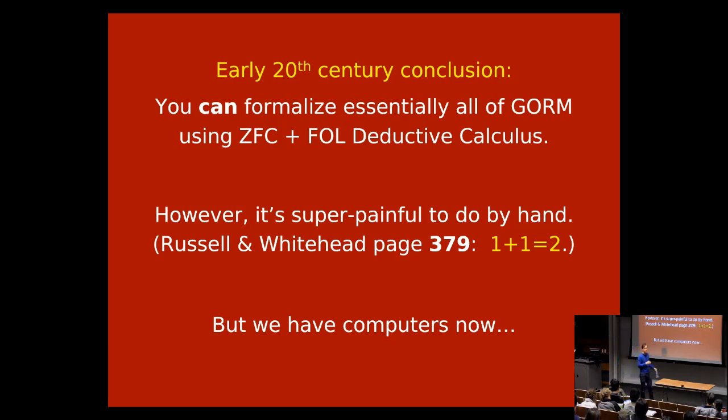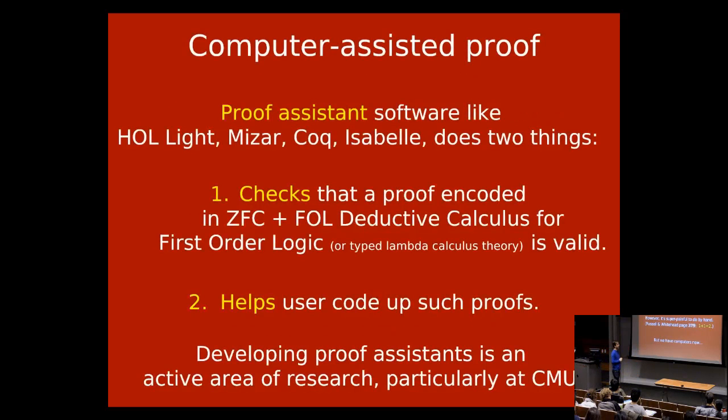We're actually at a very interesting time in mathematics. We're sort of right on the cusp of being able to actually formalize mathematical theorems. So there's this concept of computer-assisted proof, which is an active area of research, especially here at CMU. It involves building software that does two things, one simple thing and one more interesting thing. The simple thing is that it has a component that can just check a deduction written with the axioms of ZFC and the deductive calculus, and check whether it's a valid deduction.